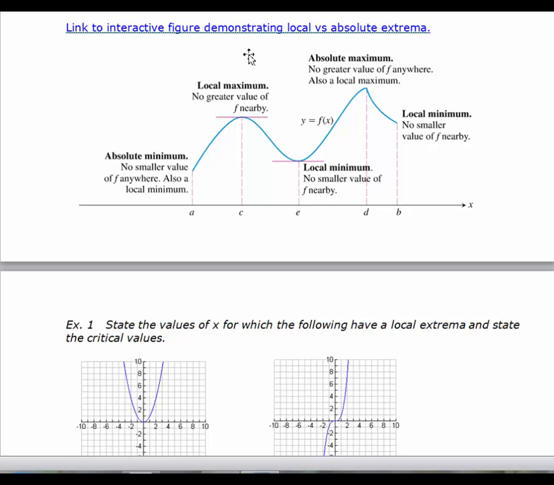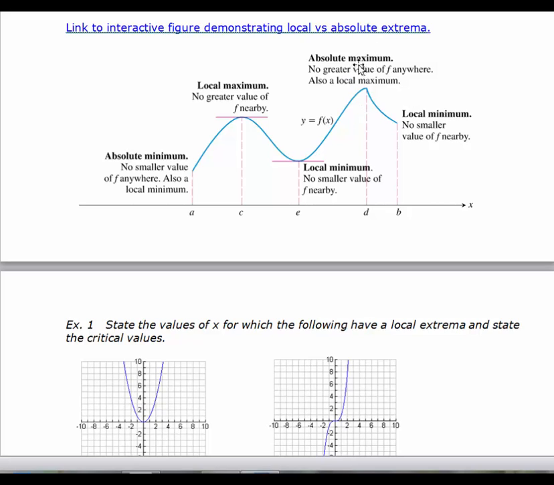At c, we have what's called a local maximum. What that means is that there's no greater value of f, there's no greater value of the function, which is your y value, nearby. When we say locally, we're talking about just a particular area. And at e, we have what's called a local minimum, the smallest value of f nearby. And at b, we have another local minimum. It's the smallest value in that area, or the smallest value of f nearby.